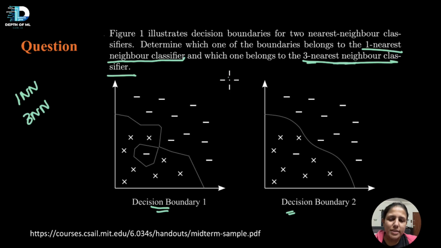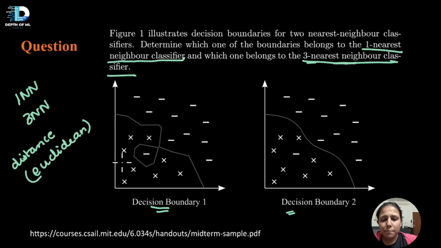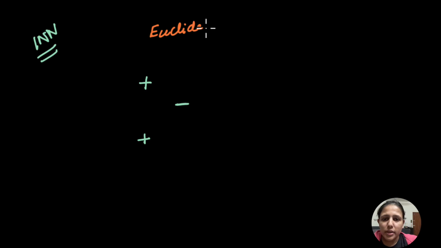Okay, so this question is slightly ambiguous because they should have given what the distance metric is, and usually we use Euclidean distance, so we'll assume that we are using Euclidean distance here. Okay, so now let's understand how the Euclidean decision boundary looks like. Suppose you have these data points. Okay, I'm talking about only the 1 NN classifier here, and that will be sufficient to solve the question. So how does the 1 NN decision boundary look for this data, assuming you are using the Euclidean distance metric?